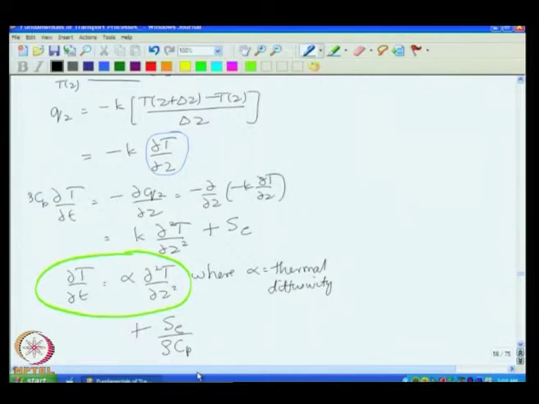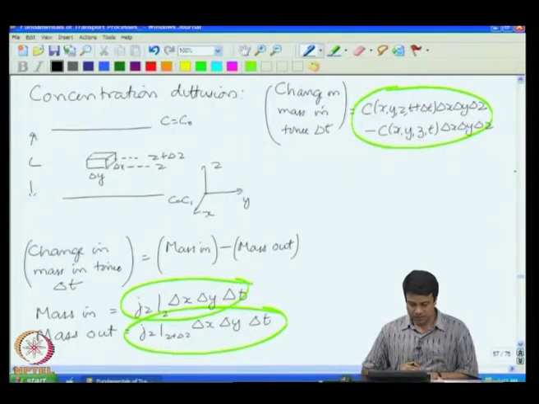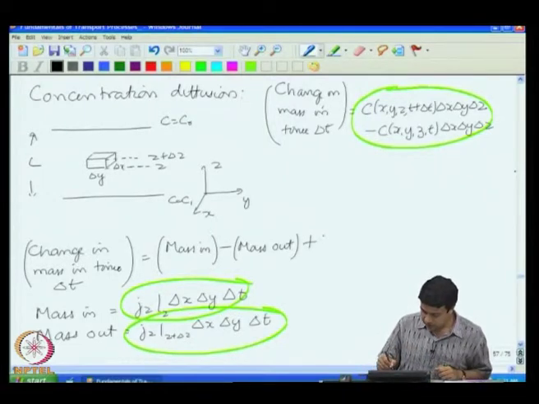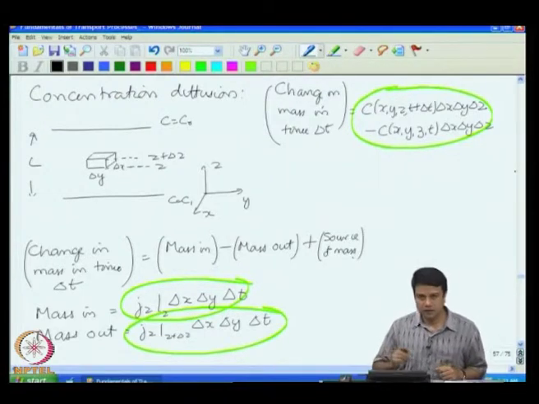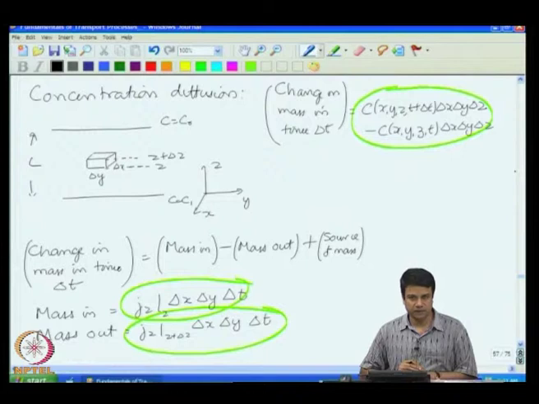So, there is this additional source term in the energy balance equation. Now, similar source terms will appear in the mass balance equation as well. So, for example, in this particular case, change in mass in time delta t is equal to mass in minus mass out plus the source. If the species whose concentration is given by C is produced in a reaction, this source will be positive. If it is consumed in a reaction, this source will be negative. So, this is an additional source of mass that also comes into the mass conservation equation.